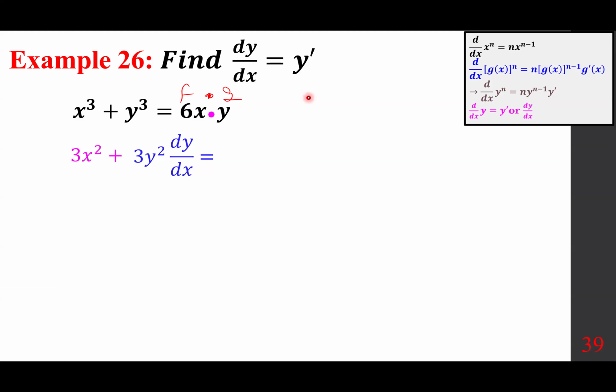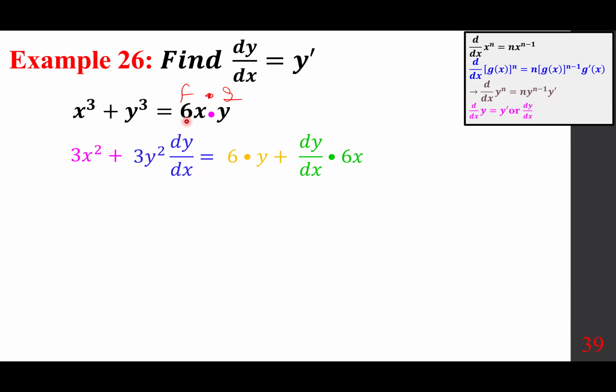And the answer is f prime g plus g prime f. So the derivative of 6x is 6 times y. And the derivative of y is just y prime, or since we use dy/dx, times 6x. And this is it. You're done with calculus.